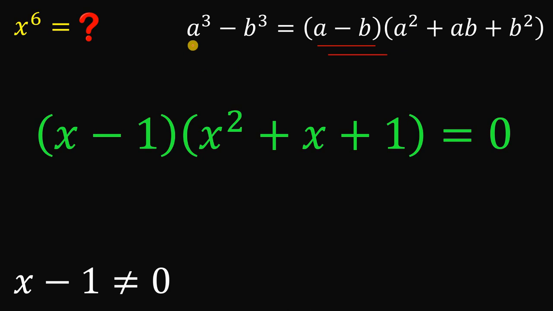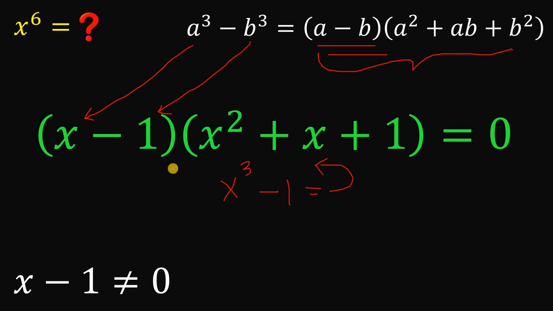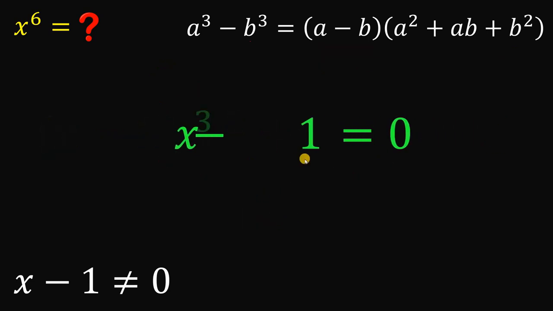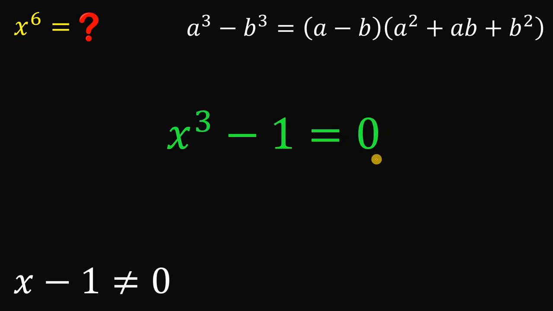Now, notice that if this a is x and this b is 1, x cubed minus 1 looks something like this factor. We have x minus 1 multiplied by x squared plus x plus 1 given this identity. Therefore, if we multiply the left-hand side, we get x cubed minus 1. So we have x cubed minus 1 equals 0.